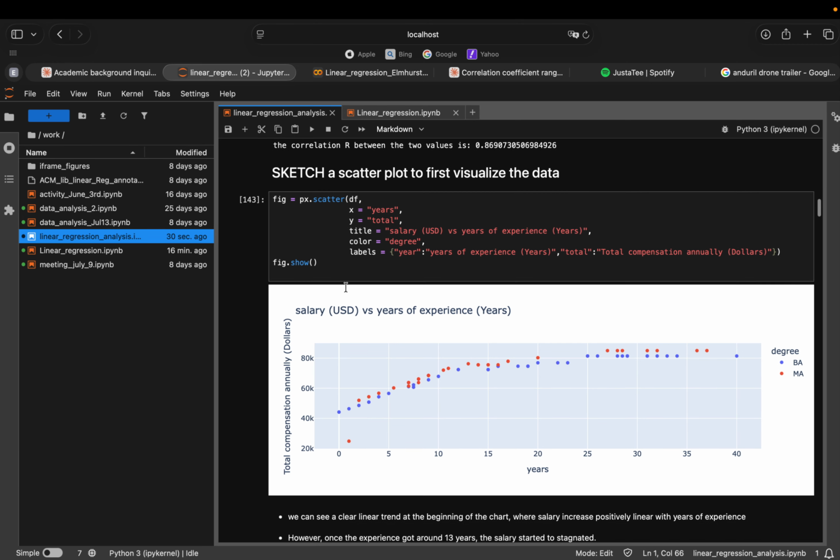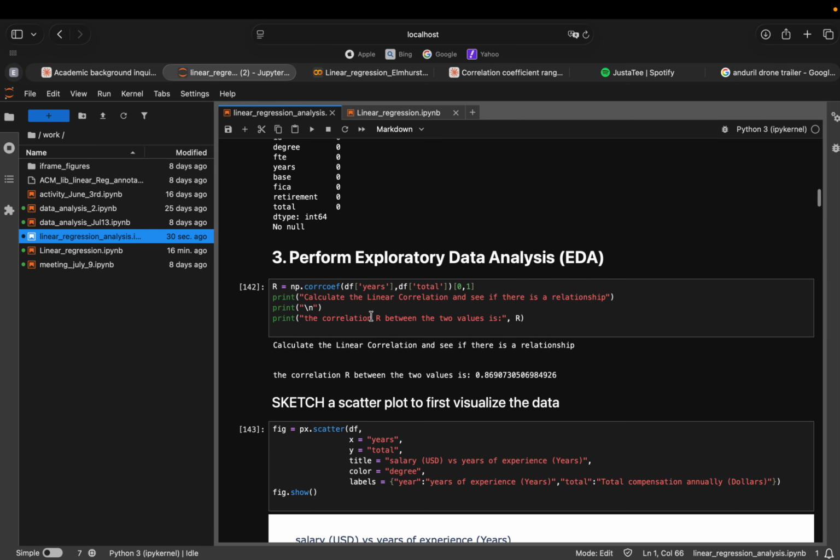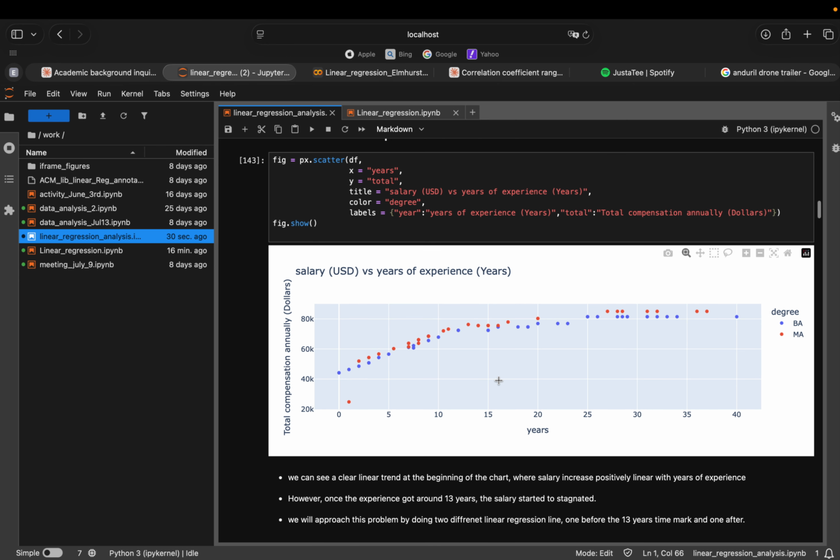So here, first I visualize the data. First I check the correlation R, to see if there's any linear correlation between the two, and it seems like there is some sort of linear correlation. So I visualize the data, and I saw a clear increasing trend here, and I also saw there is an outlier right here.